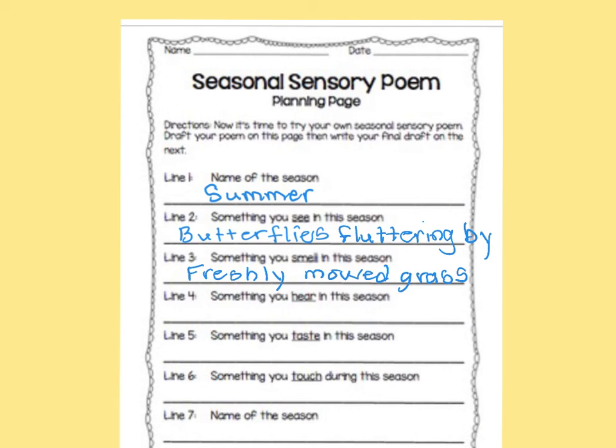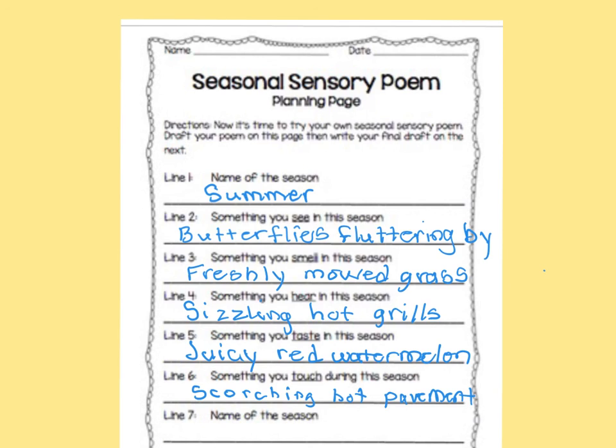Line 4, something you hear during the season. And in the summer, I hear sizzling hot grills. Line 5, something I taste in this season. Okay, and I taste juicy red watermelon. Line 6, something you touch during the season. So I touch the scorching hot pavement. And then my line 7, I just need to restate the name of the season I chose.